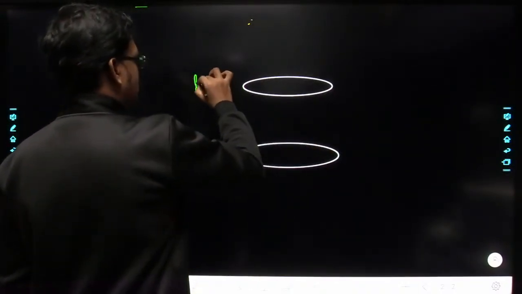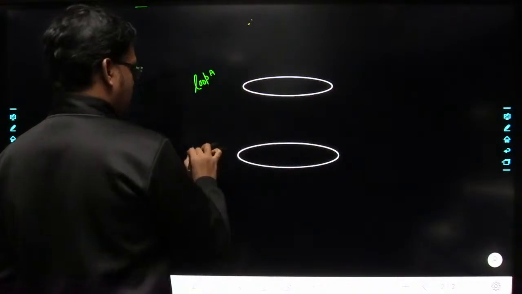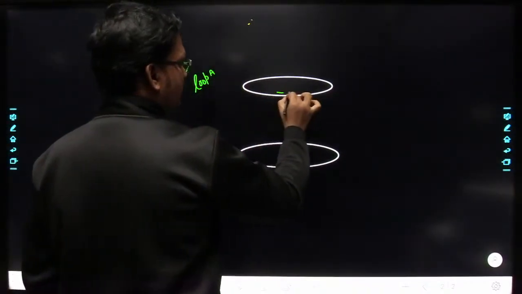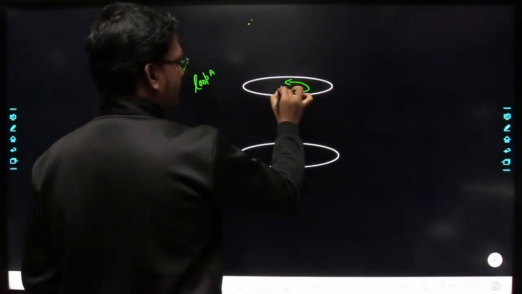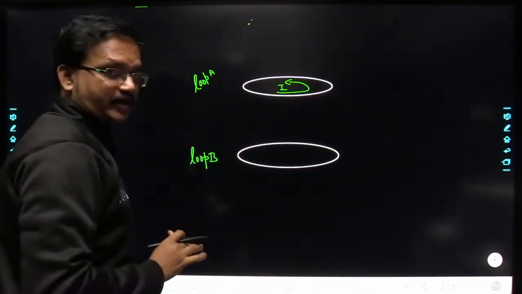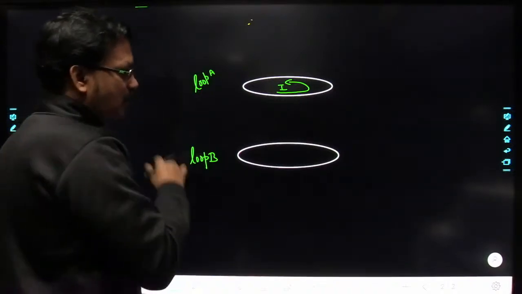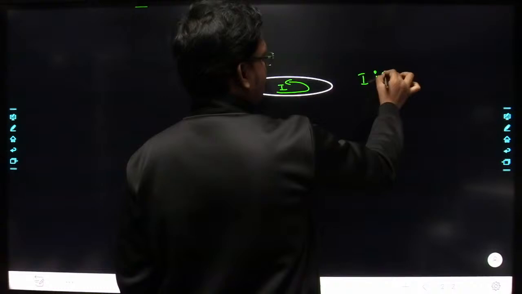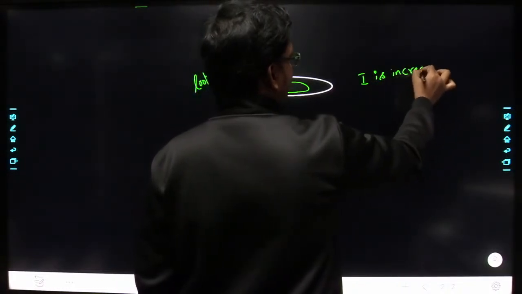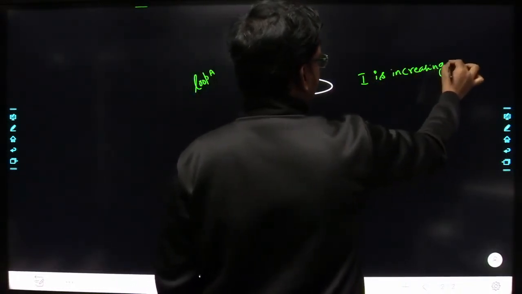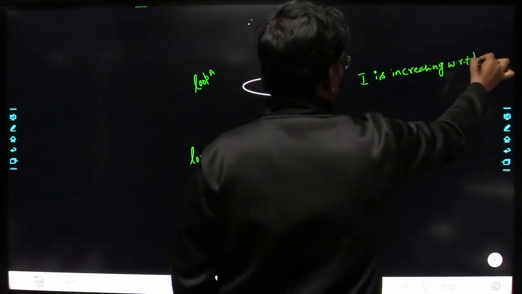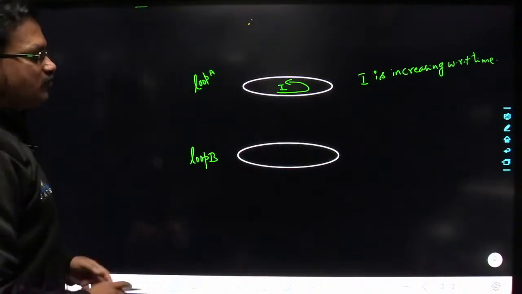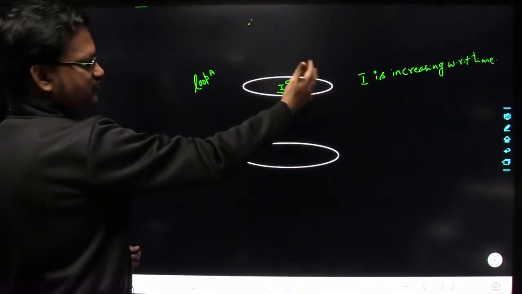So this is a loop A and this is a loop B. They have given that the current in loop A is moving in anti-clockwise direction, like this. Right, okay. Now here this current I is increasing with respect to time. Understood? Okay, now if you observe, the current is still flowing in which direction here?